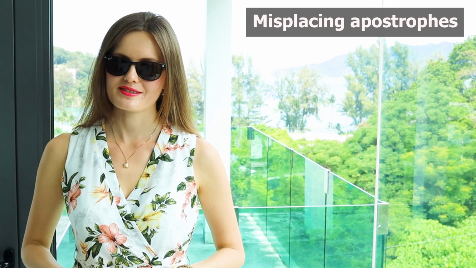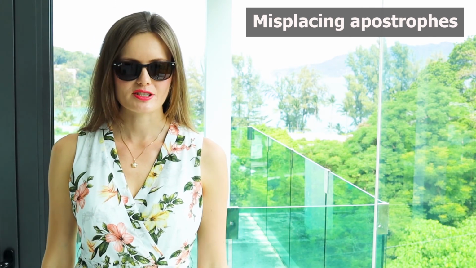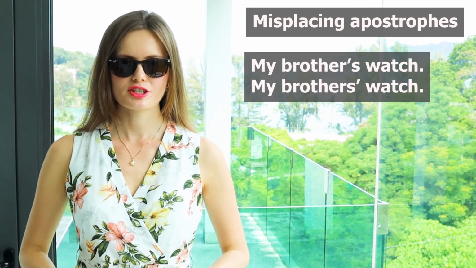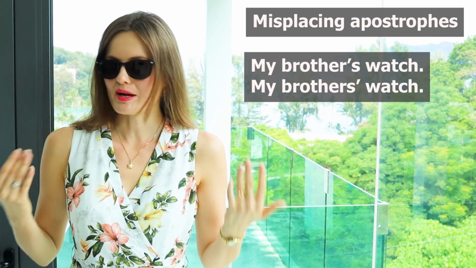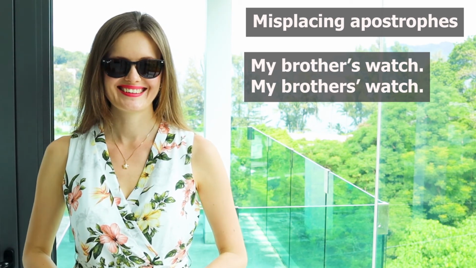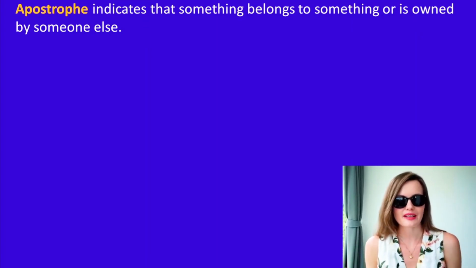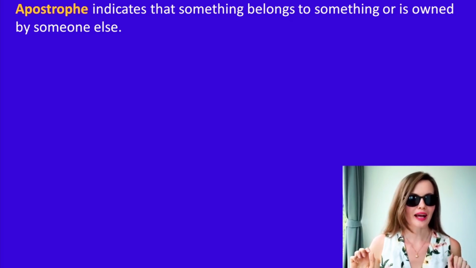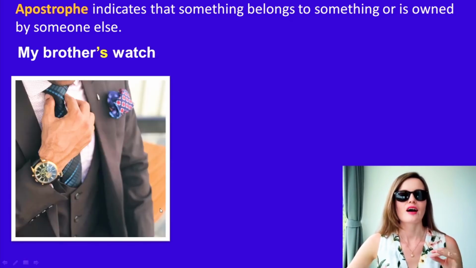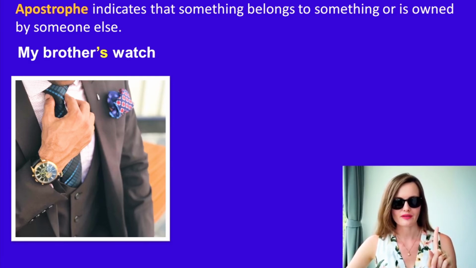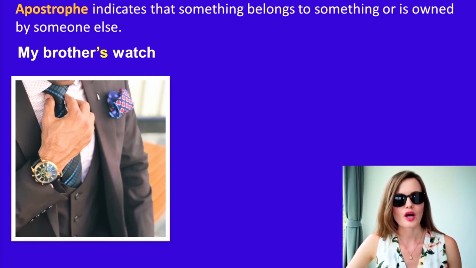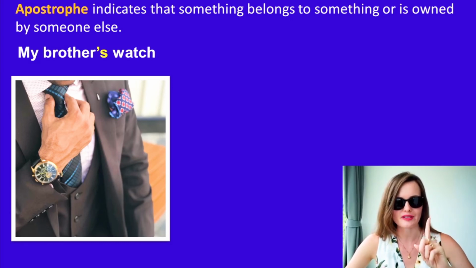Misplacing apostrophes. Which spelling would be correct? My brother's watch or my brothers' watch? An apostrophe indicates that something belongs to something or is owned by someone else. For example, if we say, my brother's watch, we mean that we have one brother and this brother owns a watch. So this watch belongs to him, to one person, to the brother.